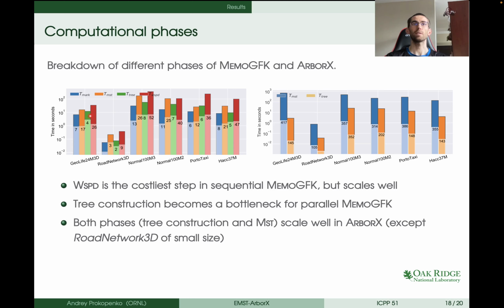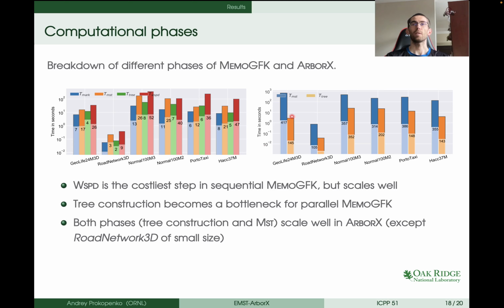As we can see, MemoGFK has 4 phases, out of which we focus our attention on the tree construction in green and the WSPD algorithm in red. As we can see, the WSPD algorithm scales well for all the data sets. So on 64 cores, you get a speedup of 52, which is great. However, tree construction doesn't scale nearly as well, within a factor of 4, 5, and so on, which means that it becomes a bottleneck for the parallel MemoGFK algorithm.